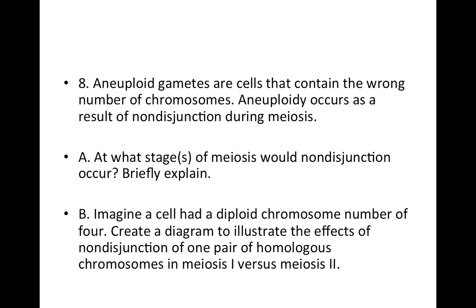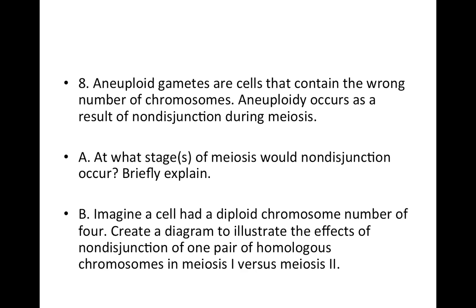So we can answer part A of question 8 now. We saw that non-disjunction can occur during both meiosis I and meiosis II. In both divisions it occurs during anaphase, as this is when the chromosomes and sister chromatids are actually separating. It's this failure to separate properly that creates meiotic products with an abnormal number of chromosomes. Now that we have seen this and understand how exactly non-disjunction can happen, part B of this question is trivial.